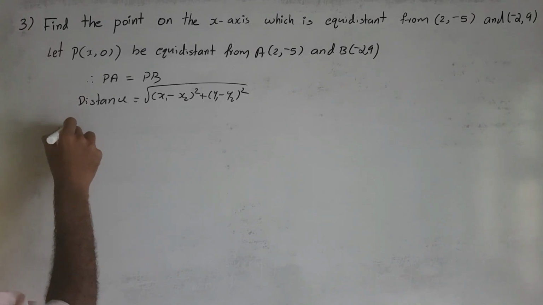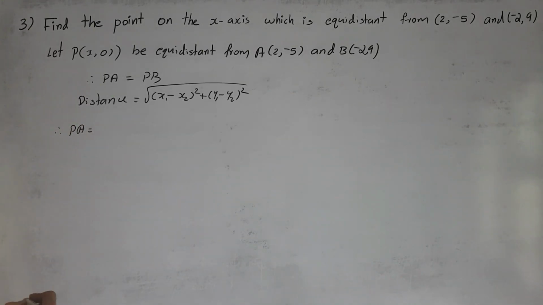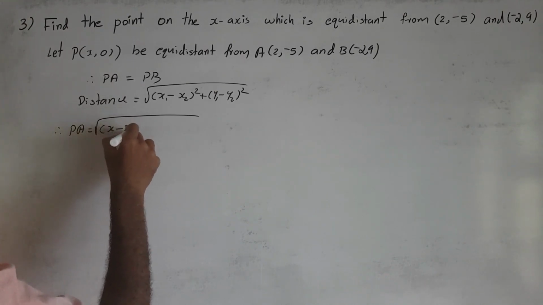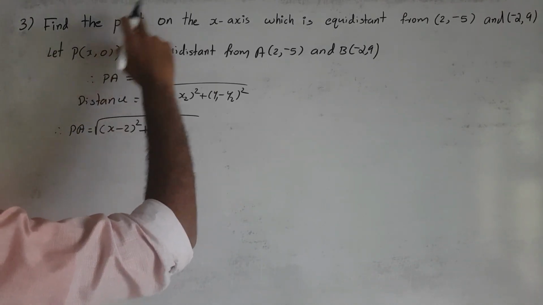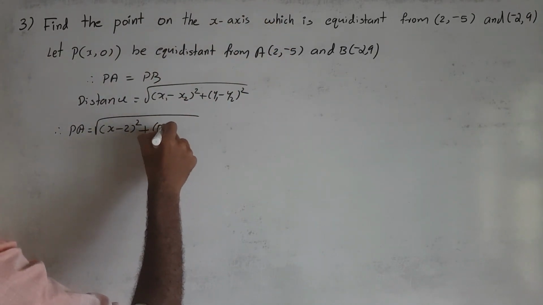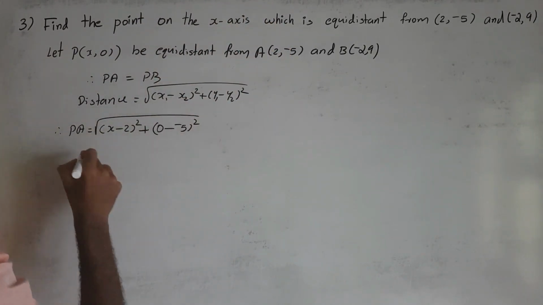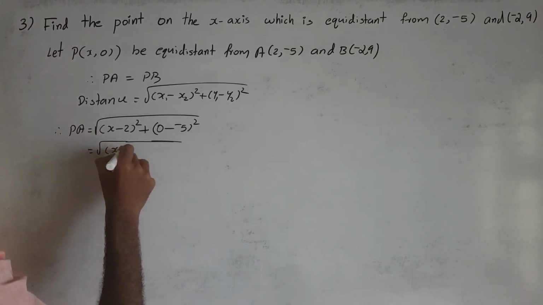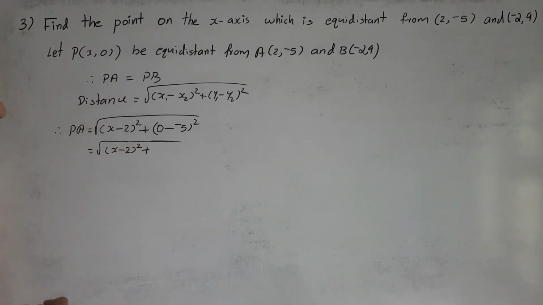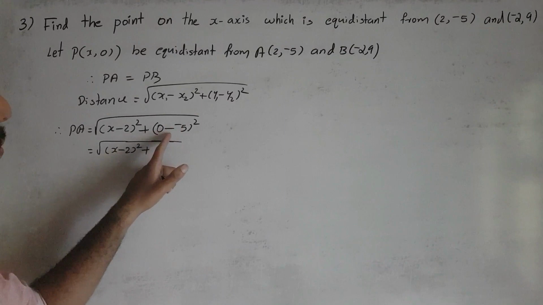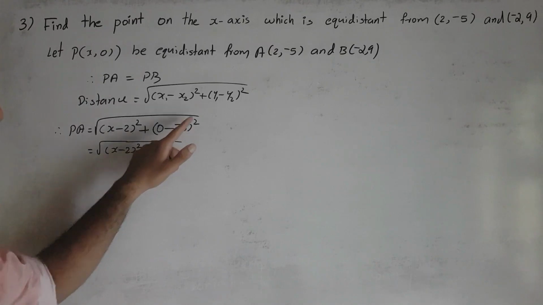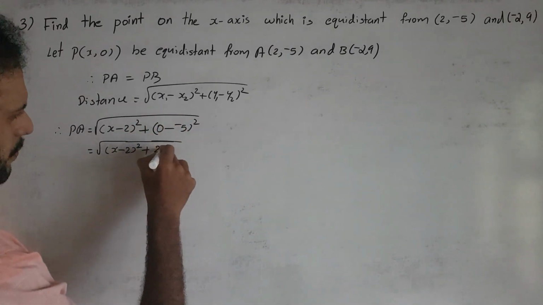So we find one by one. PA is equal to root of (x minus 2) whole square plus (0 minus minus 5) square. Here it is possible to subtract 0 and 5, correct. Then x minus 2 we cannot simplify, so (x minus 2) square. Then 0 minus minus 5 means 0 plus 5, and 0 plus 5 is 5. 5 square is equal to 25.